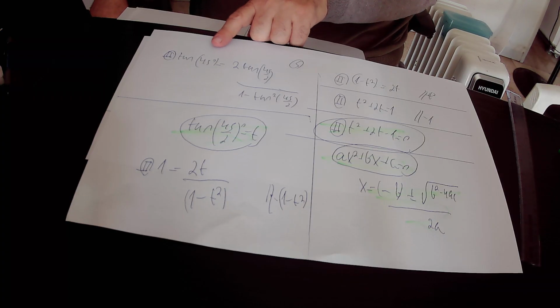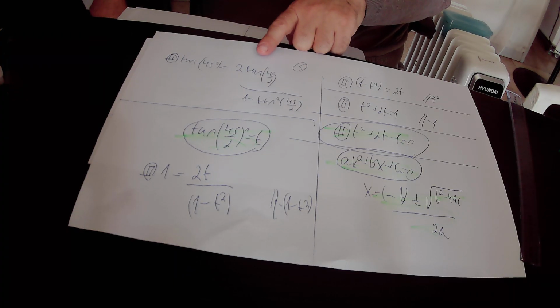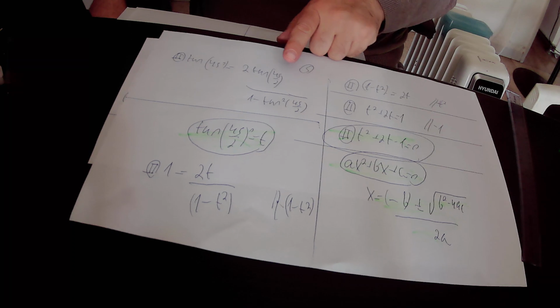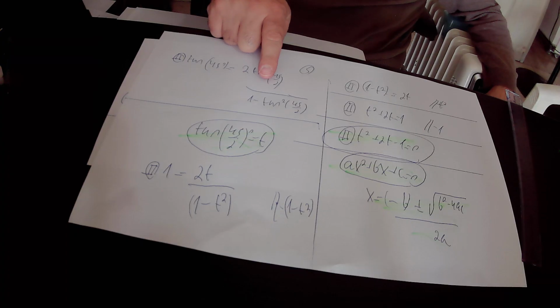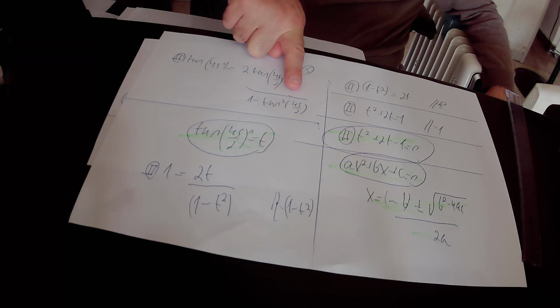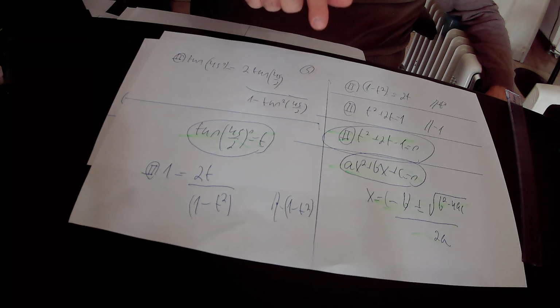tangent 2 theta, where 2 theta is 45 degrees according to our definition, equals 2 tangent theta, where theta is 45 over 2 degrees according to our definition, over 1 minus tangent square theta, where theta is 45 over 2 degrees. So we found out that according to equation number 2, tangent 45 degrees equals 2 times tangent 45 over 2 degrees over 1 minus tangent square 45 over 2 degrees.